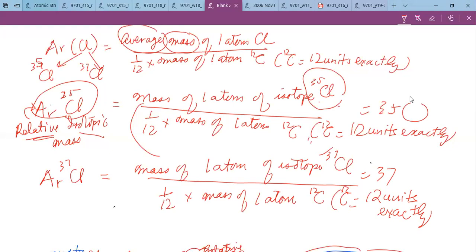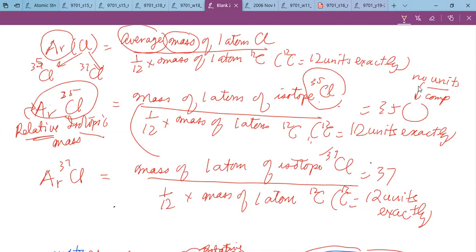No units. Why? Because it's a comparison. I'm 100 kilos, you're 50 kilos. That means I'm 2, you are 1. So I'm 2 times heavier than you, and 2 has no units. Okay, understood? So this is called the relative atomic mass.